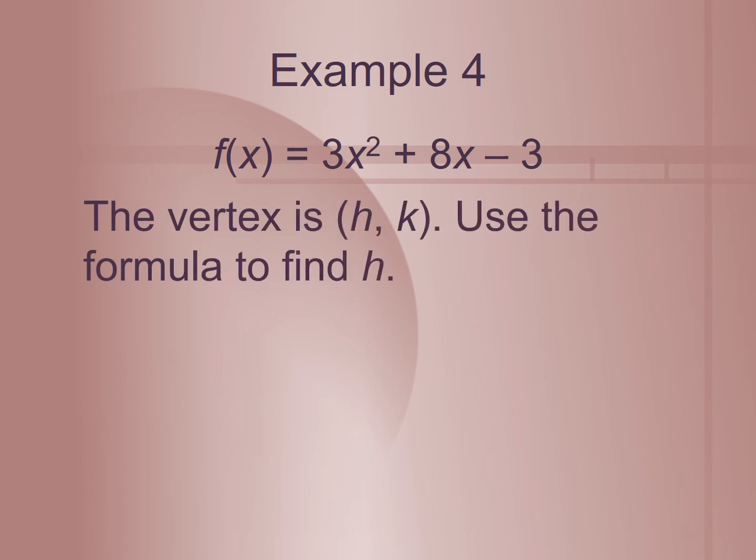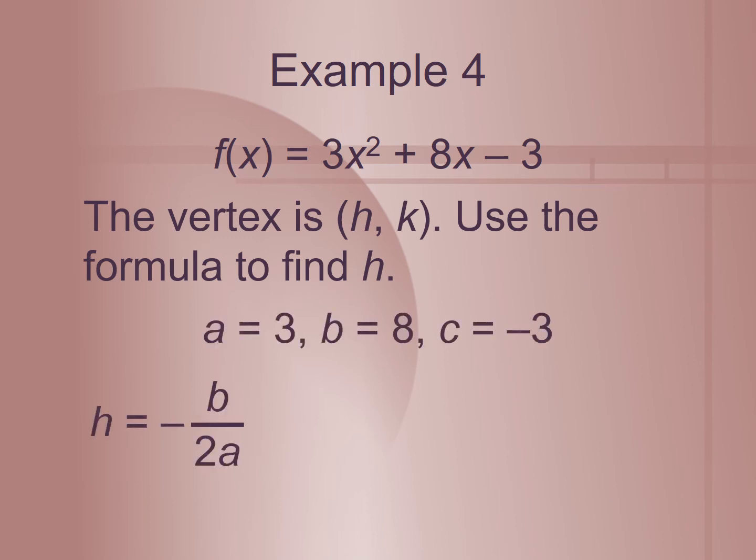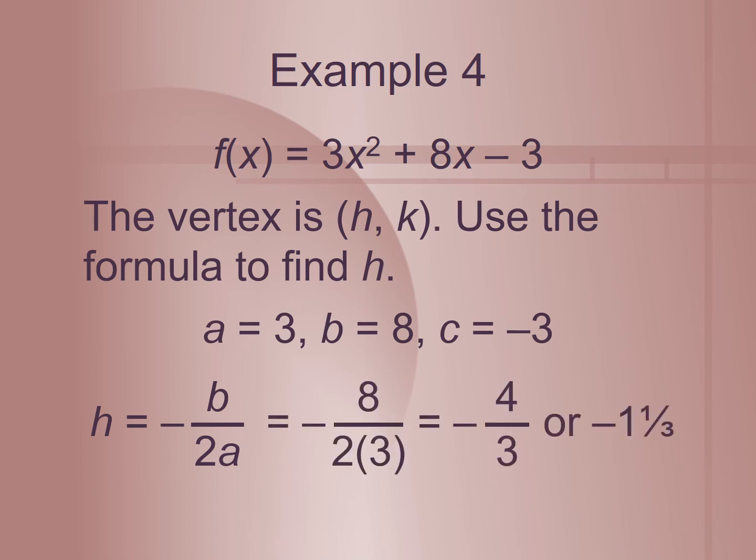So for this one, our vertex is supposed to be (h, k). We can recall from our previous lesson that there is a formula to find h. h is the same as negative b over 2a. So we identify our a, b, and c. a is 3, b is 8, and c is negative 3. And then we'll use our h formula to find our h value of the vertex. So we end up with negative 8 over 2 times 3, which is negative 4/3, or negative 1 1/3.